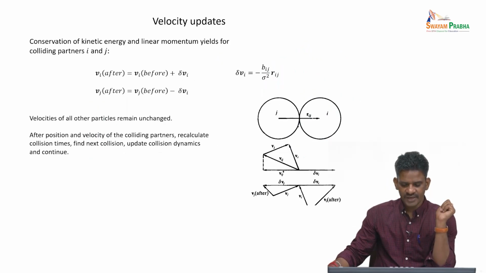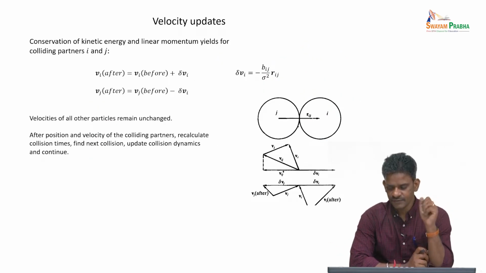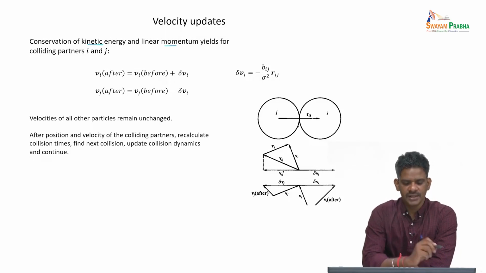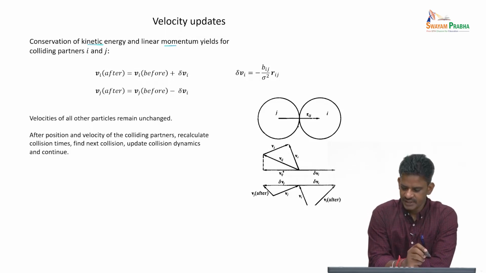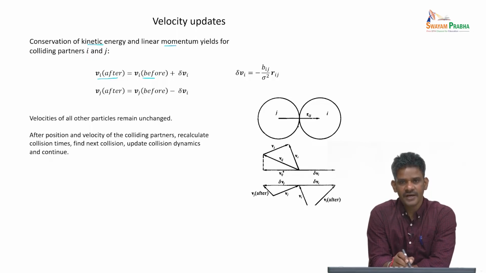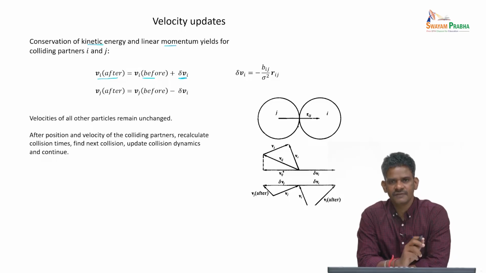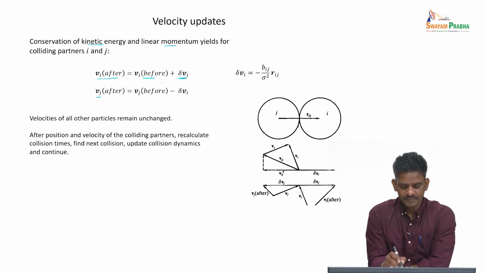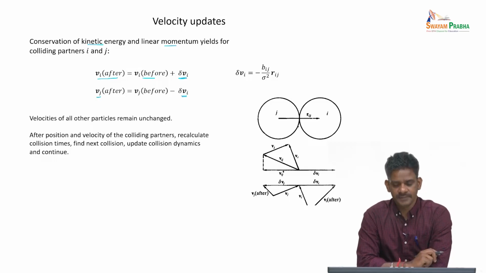So, therefore, we have to update the velocities of the colliding partners also. The idea to do that would be to enforce the conservation of kinetic energy and linear momentum. The way you do that is that the ith particle's velocity after collision is given as the velocity before they collide plus some change in the velocity, delta vi. Similarly, for particle j, the value after collision would be equal to the before-collision value minus the small change in the velocity of vi.